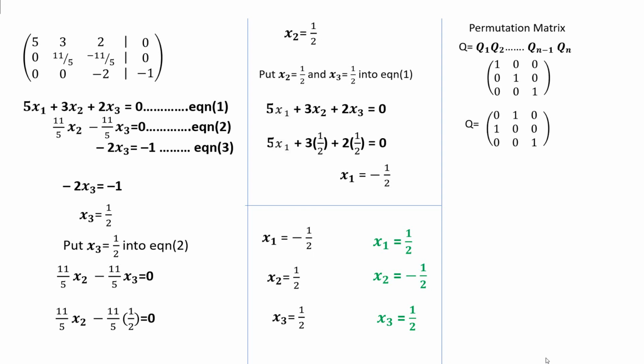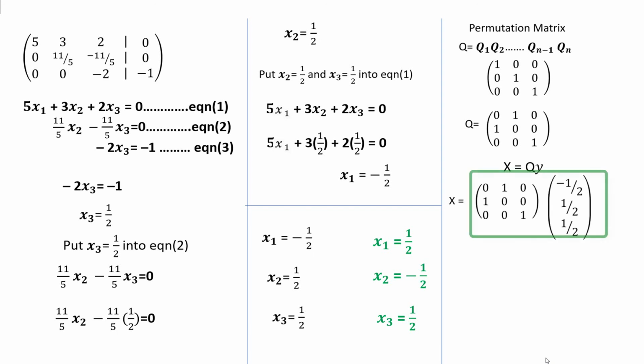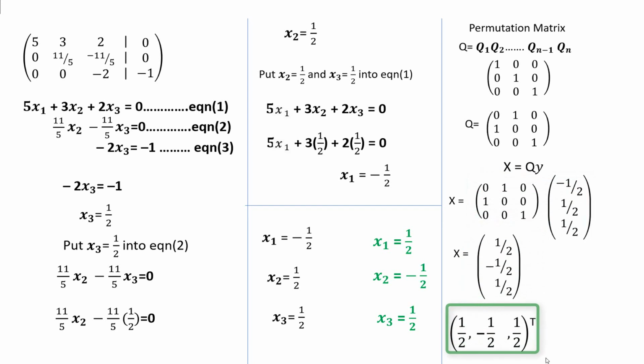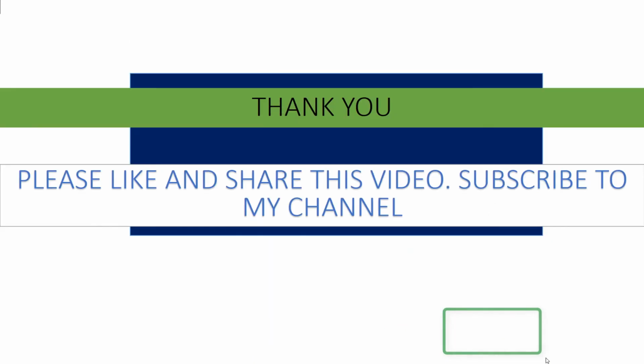To reverse and get the correct S values, this is giving us S is equal to Q times Y. S are the correct values. Q is the multiplication of all column swapping we did using the identity matrix. Y are the values we want to reverse. By putting in the values, we are going to get this, and solving this will give us the correct S values. Hence, 1 over 2, negative 1 over 2, 1 over 2 transpose.